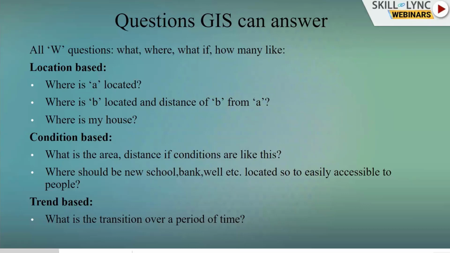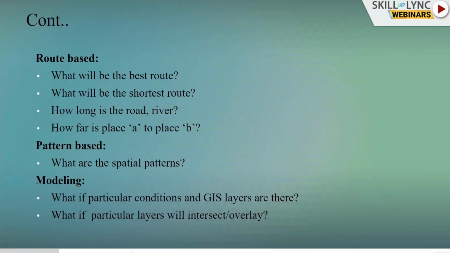So trend based query can be in the form of, suppose we want to know the change or transition of a particular area over a time period. These can be solved with the help of geospatial technology, or we can say GIS technology. Then come the route based queries.